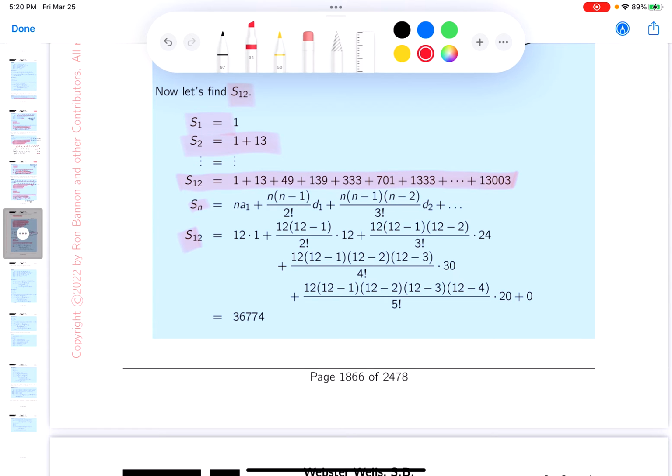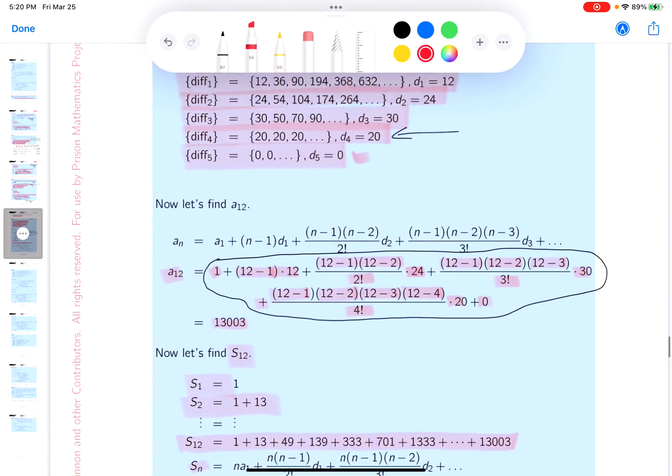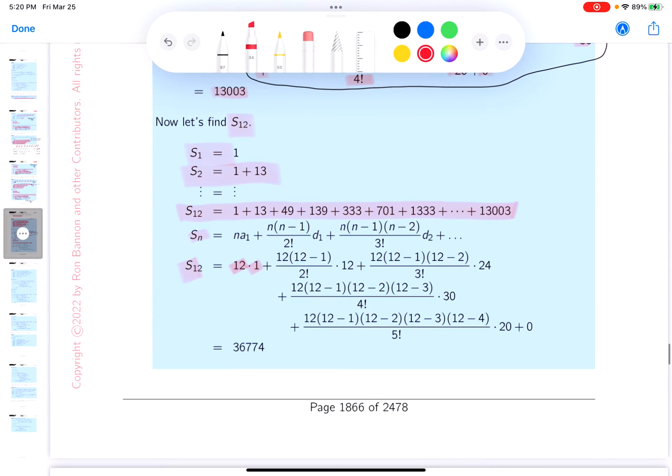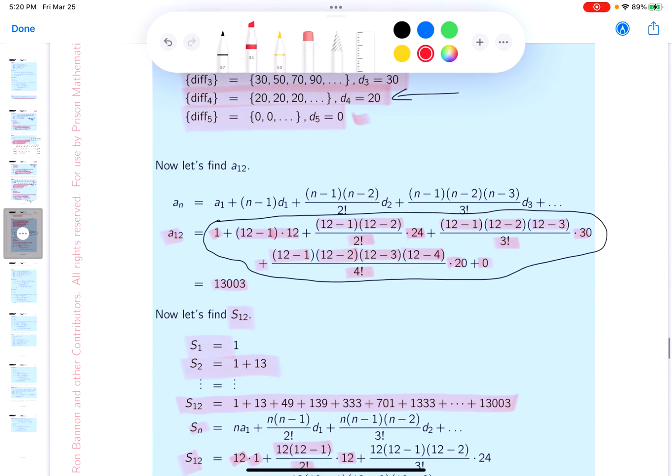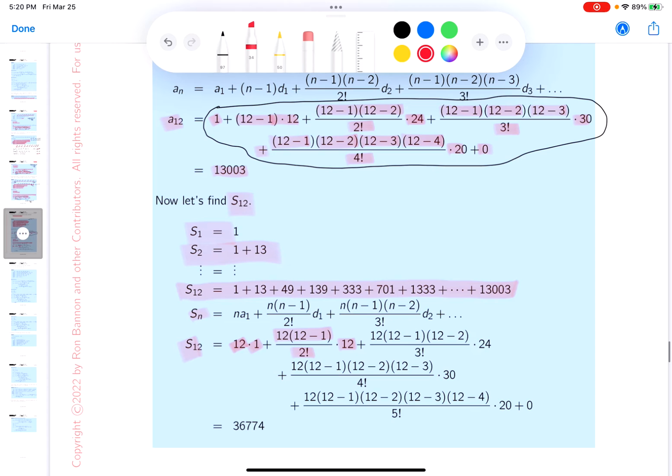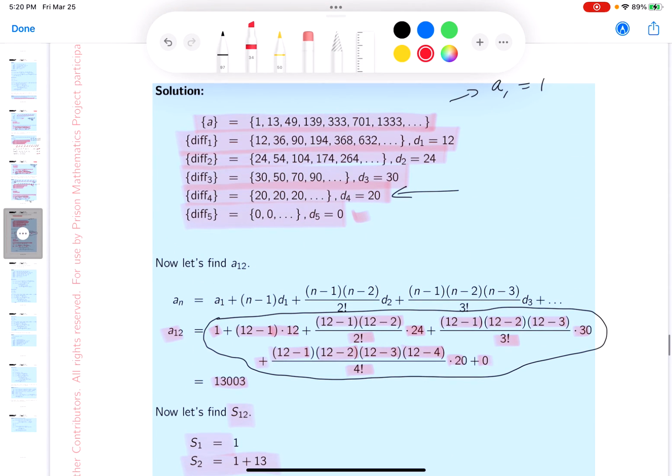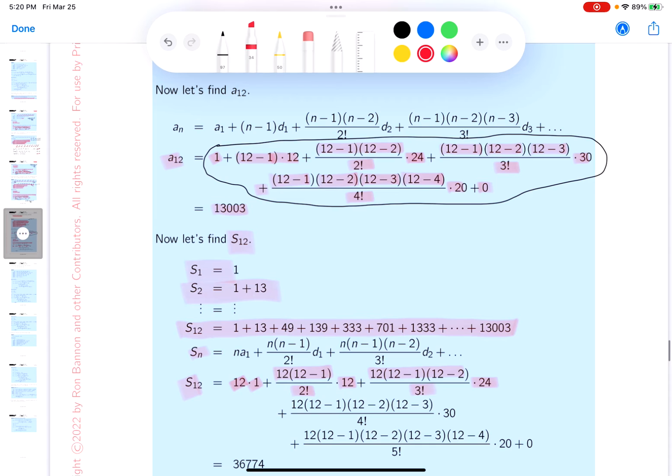So what's S12 going to be? N, which is 12. What's A1? If you can't remember, look it up. It's 1. And then 12 times 12 minus 1 over 2 factorial times D1. What's D1? 12. I got that covered. 12 times 12 minus 1 times 12 minus 2, yada, yada, yada. And we're going to get D2 now. What's D2? 24.